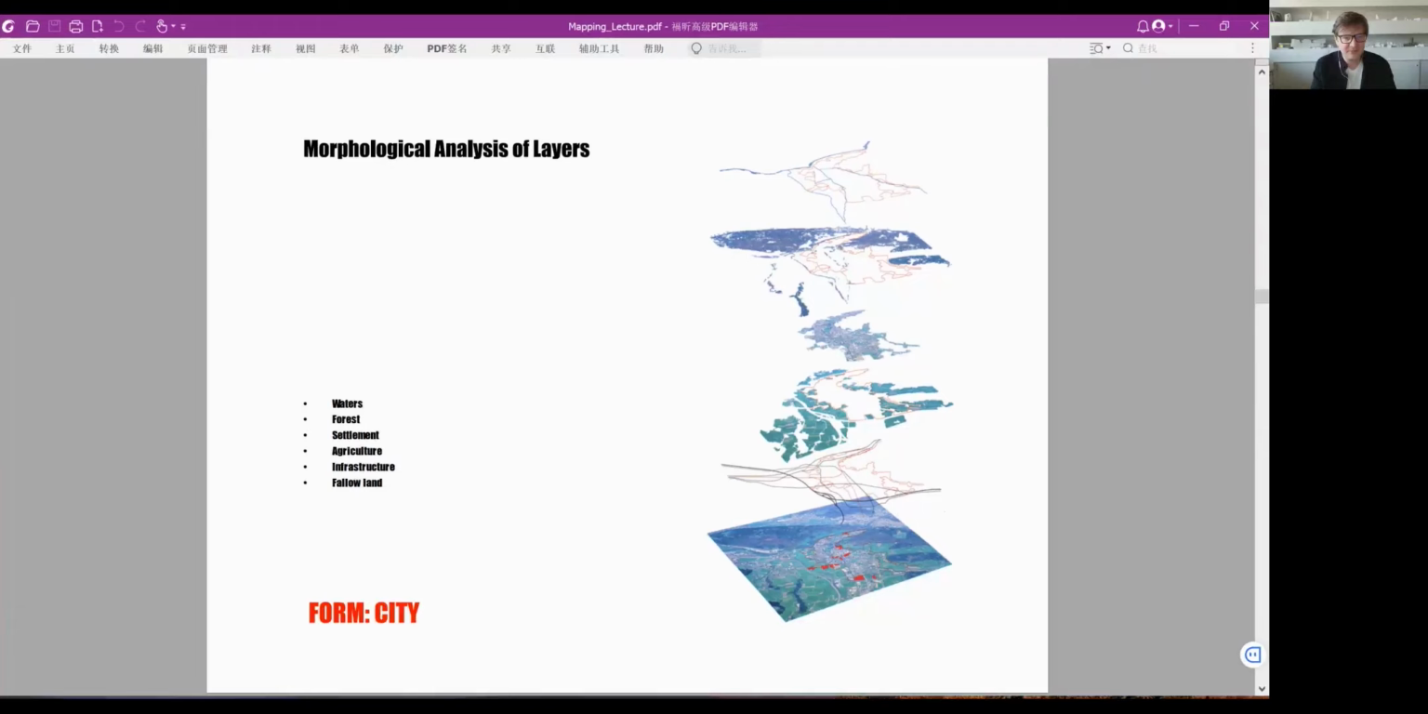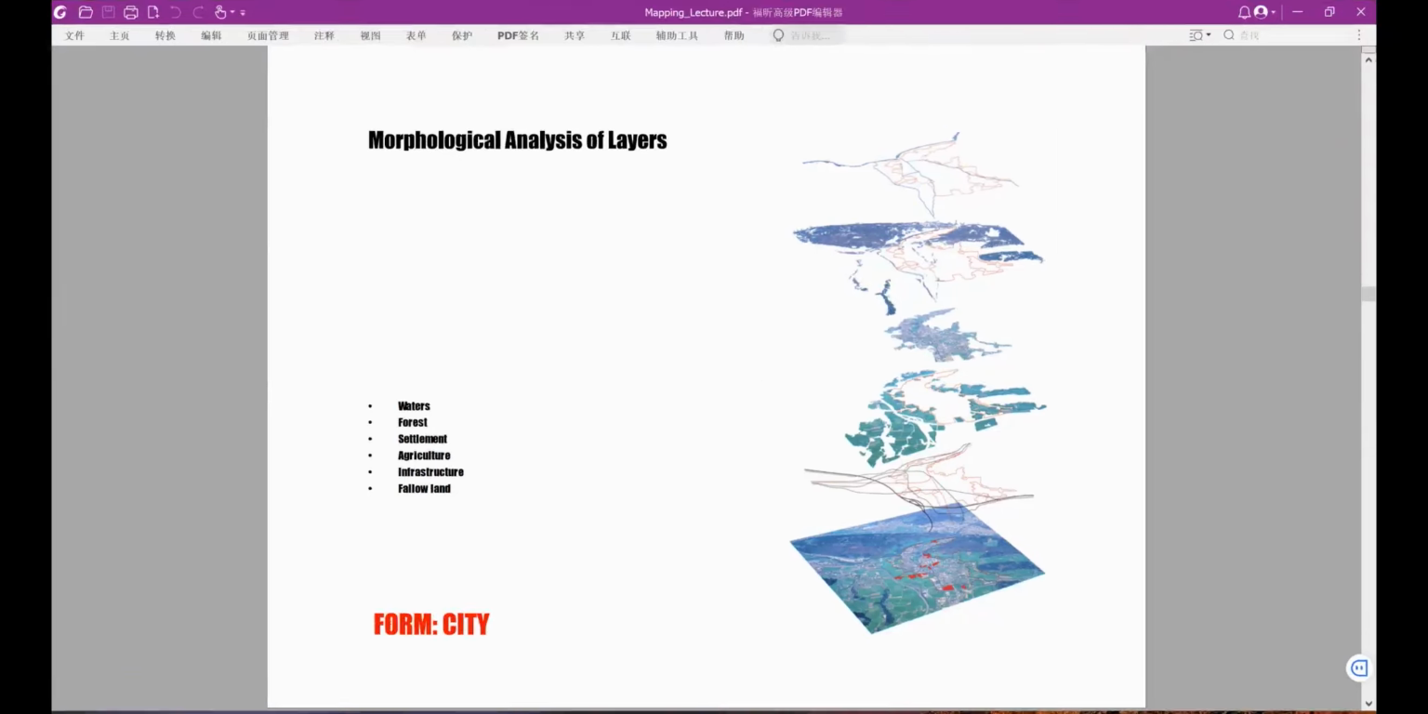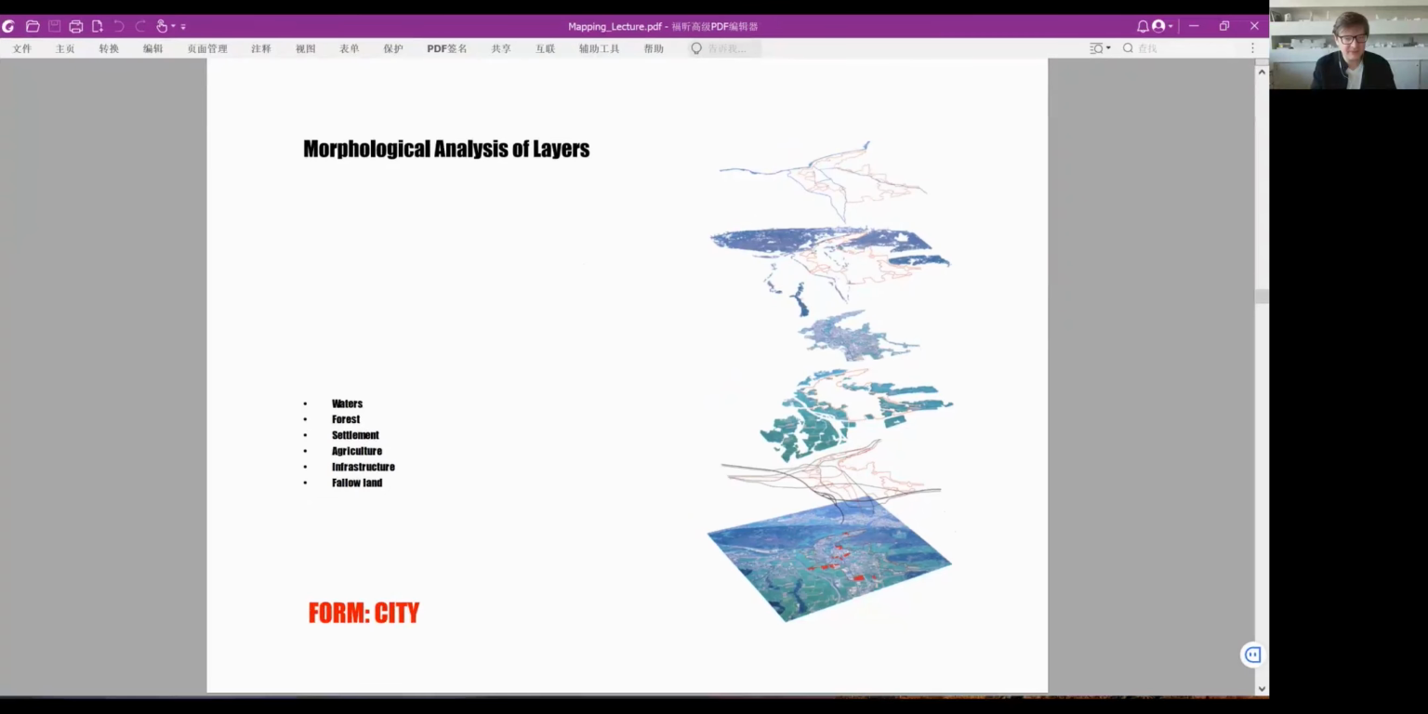So you see the waters at the top. It's kind of an exploded axonometry. You see the forest, the settlement, the agriculture, the infrastructure, and the fallow land. And each of these can be mapped and put apart in order to understand the relationship and the logic behind it. Next one, please.